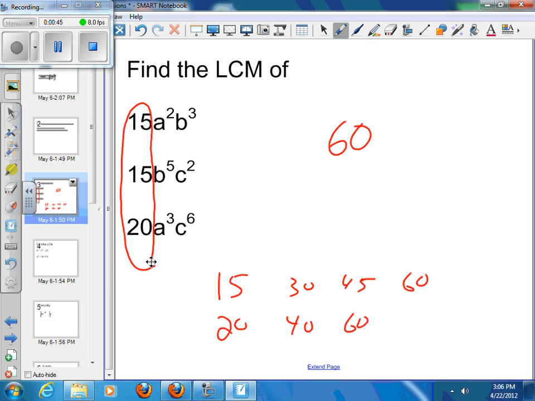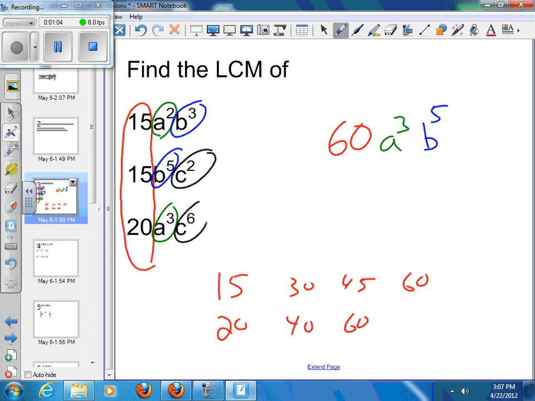Next, I would look at my letters. I've got an a squared and an a cubed. So I know my least common multiple there is an a cubed. Then I look at my b's. I've got a b cubed, a b to the 5th. So that's going to be b to the 5th. Again, you want to go to the bigger one. And the last thing, I've got a c squared and a c to the 6th. So that's c to the 6th.